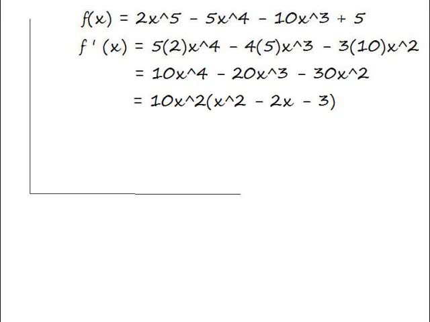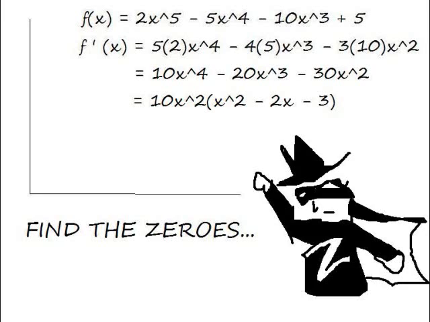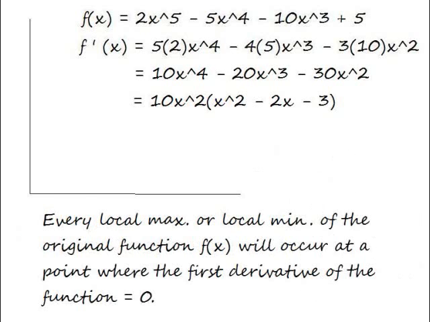And now we need to find the zeros. Not the Zorros, but the zeros. What do I mean? Well, every local maximum or local minimum of the original function will occur at a point where the first derivative of the function equals 0. Why is that? Well, wherever the original function changes direction, the first derivative of the function is going to have to change from positive to negative or negative to positive. So it's going to have to equal 0.